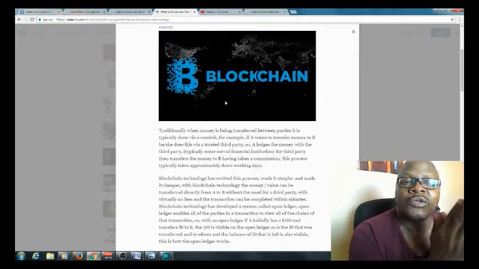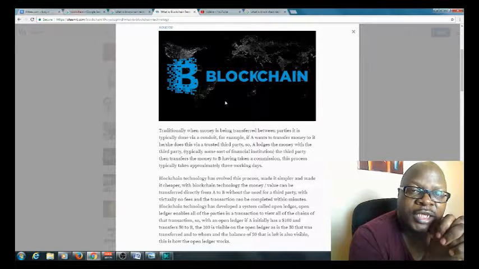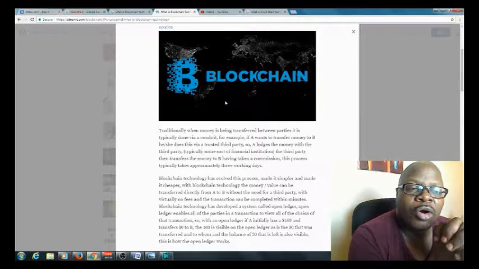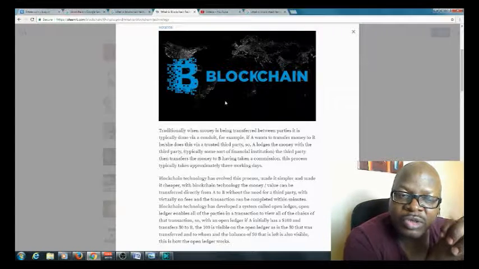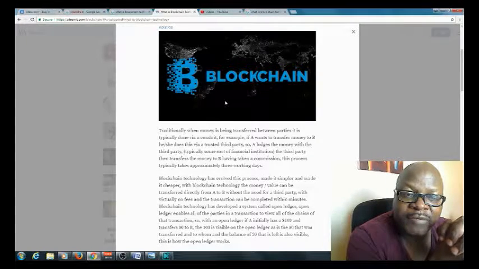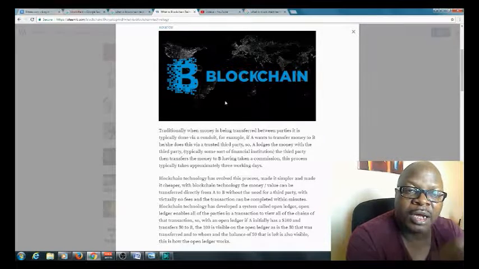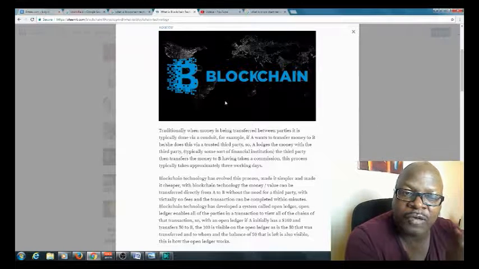So there you have it, blockchain technology: an open distributed ledger, spread across the world, and that's effectively what a blockchain is. It's effectively a chain of blocks spread across the world, a chain of ledgers spread across the world in the form of a blockchain.